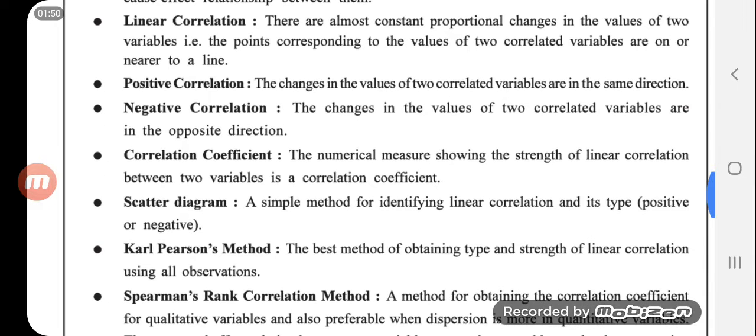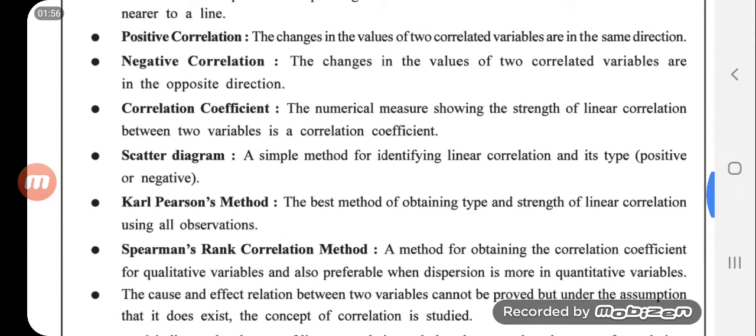Next is the scatter diagram, a simple method for identifying linear correlation and its type, positive and negative. This is a simple method because by seeing the graph we can understand it clearly. This is for one-line answers. When we are asked, we can write this definition.